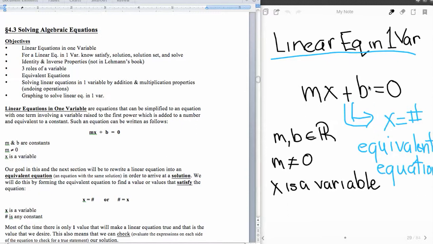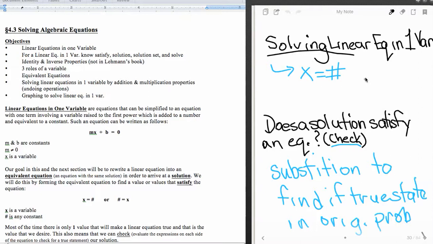So our job is to first of all find out what the solution looks like, how we verify that it satisfies our equation, and then how we actually get that solution, or that value that satisfies the equation. So next, let's talk about solving a linear equation in one variable.